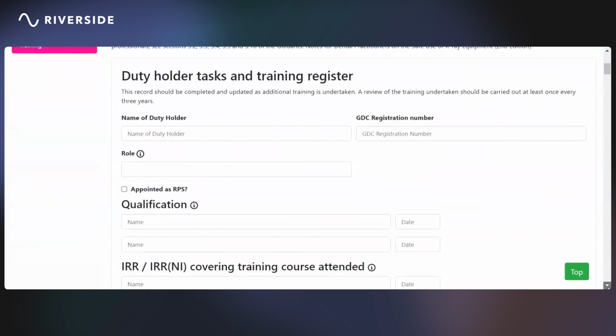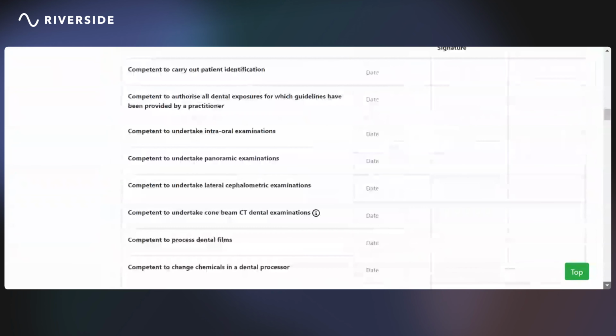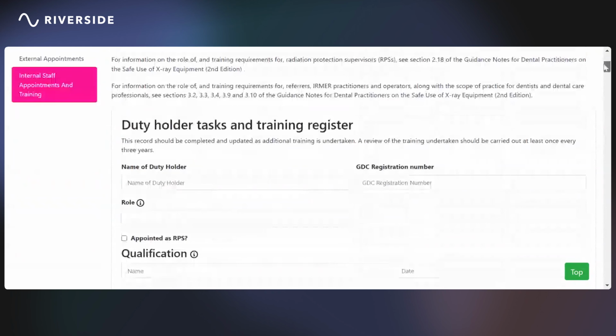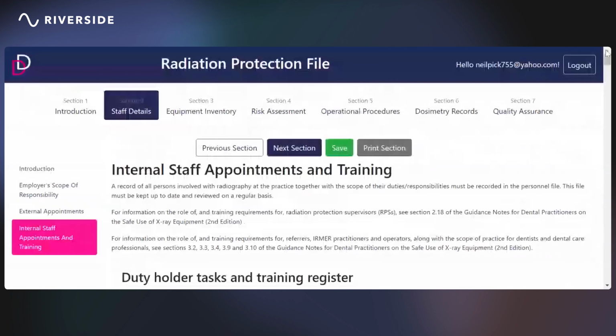If you go down to the bottom of the page, you'll see that you can add in a new form for a new person. Each of these forms is for one individual person. Please note that it does not mean that one person will be doing all the duties listed on this form.